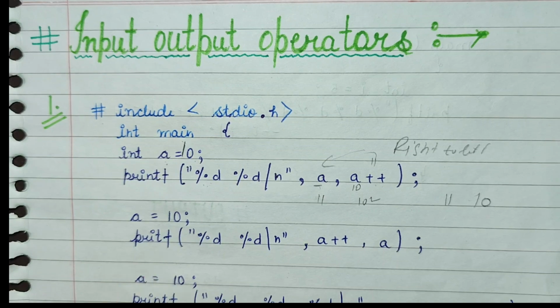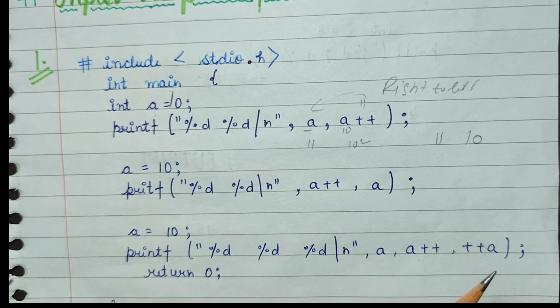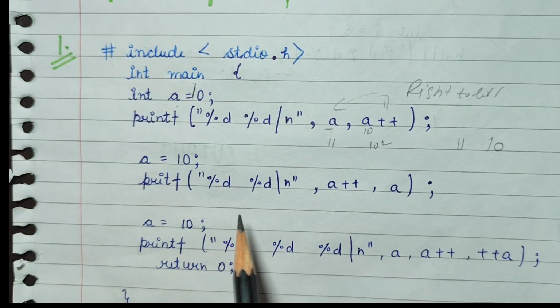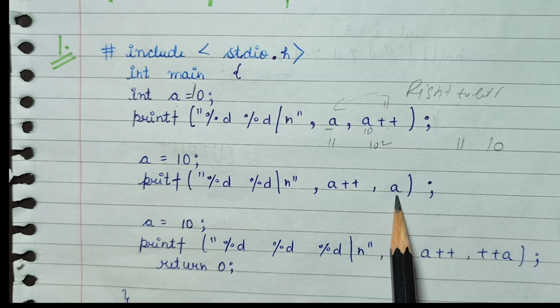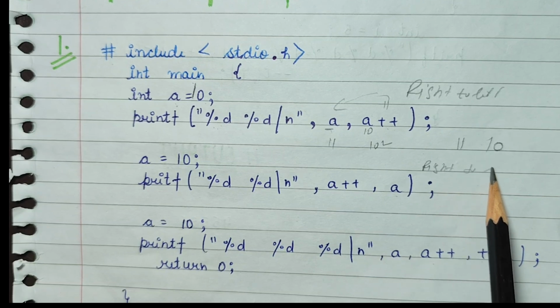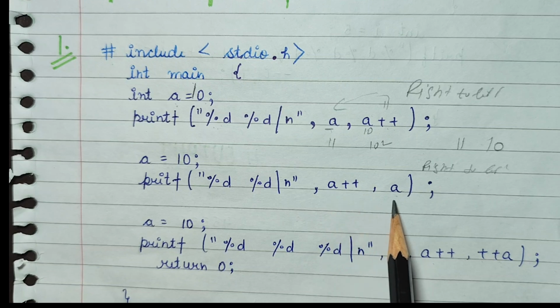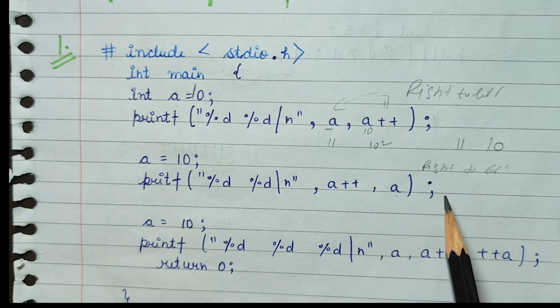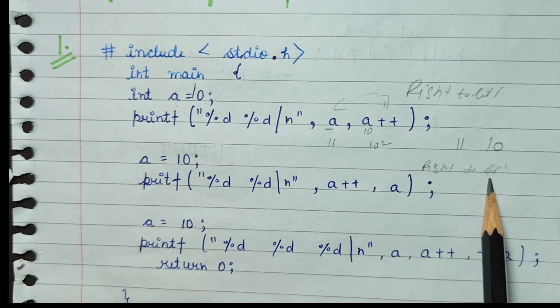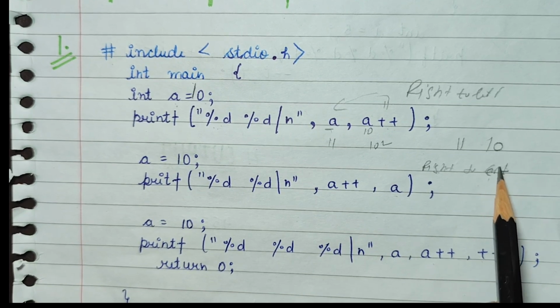Now we move to the second printf statement. Now here a has a value 10. Now again we have two variables in this printf statement. So we move from right to left. Okay, but values are displayed from left to right. Values are displayed from left to right and values are evaluated from right to left. Okay.